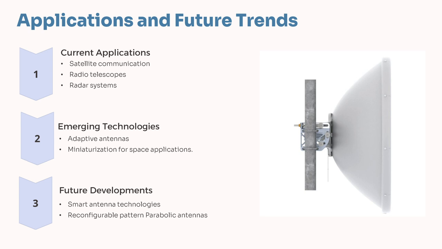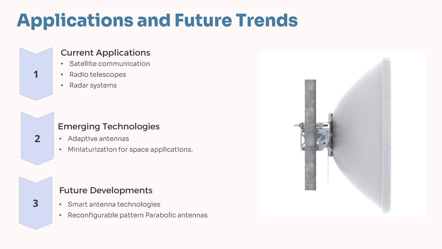Another fascinating application is in radio telescopes. These are essentially huge parabolic antennas that astronomers use to observe distant objects in space, like stars, galaxies, and even black holes. Thanks to their high gain and ability to focus on specific areas, they're ideal for capturing faint signals from far away in the universe.